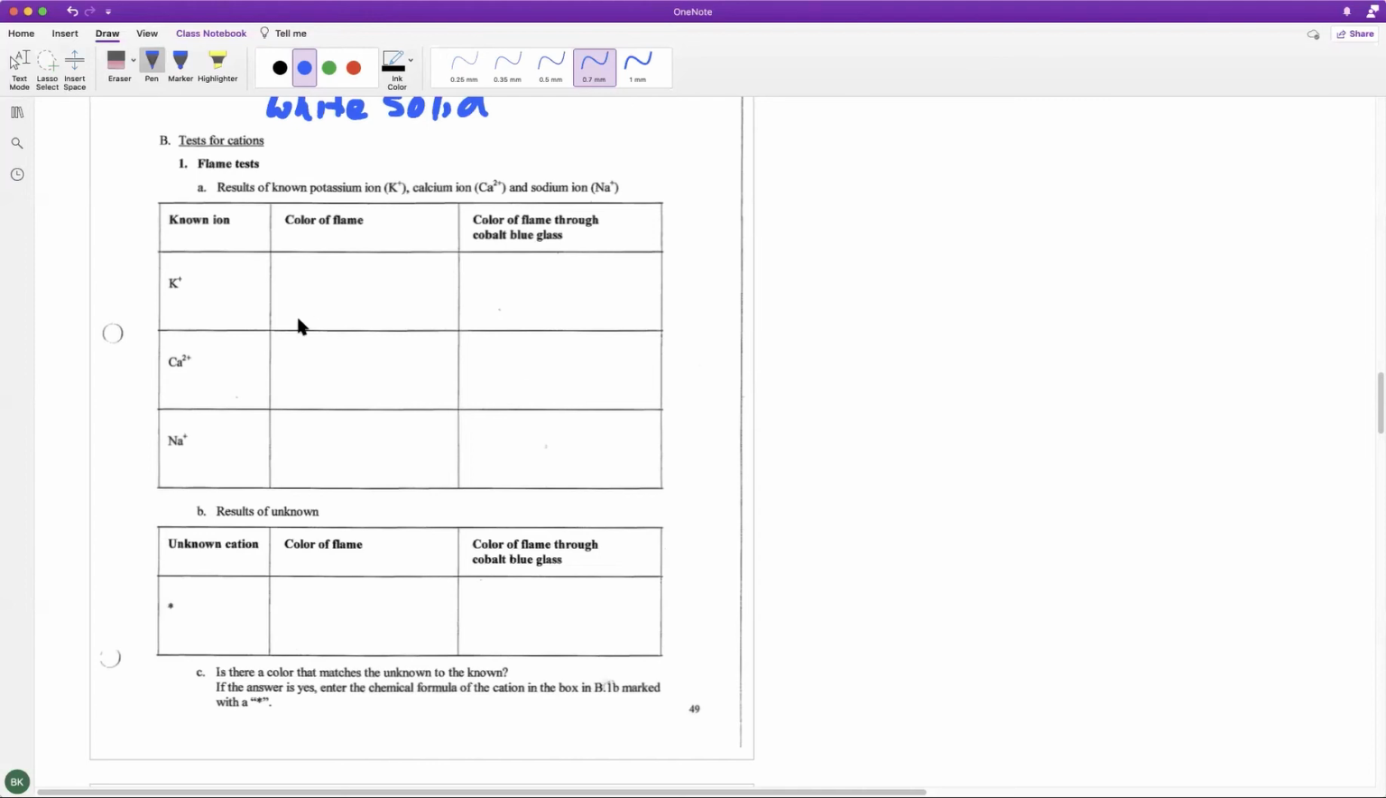So, and one of the problems that we run into with this particular test is the sodium ion tends to be around kind of in everything.